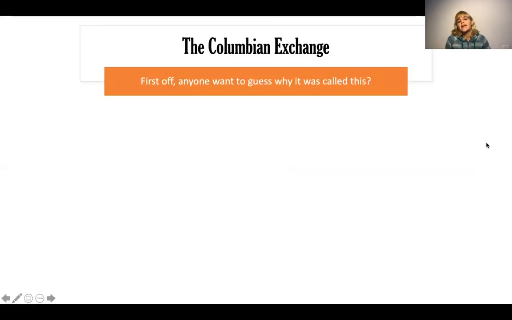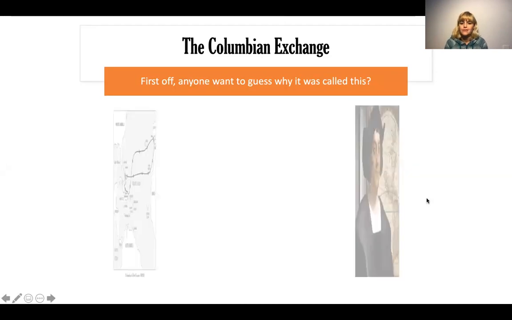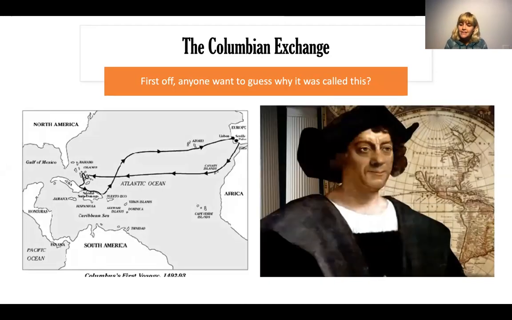Okay, guys, so we're going to get onto the Columbian Exchange now. So first of all, does anyone want to guess why this exchange between the New and Old World is called the Columbian Exchange? Yes. I'm sure many of you have guessed it. It's named after this contentious figure, Mr. Christopher Columbus. Christopher Columbus, as you all know, sailed the ocean blue in 1492.